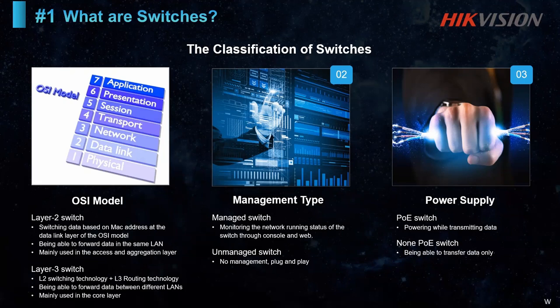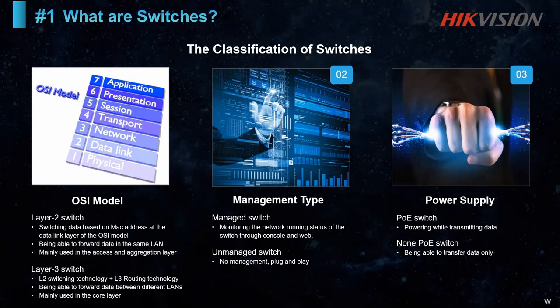Here you can see, in the OSI model, the switches running in the data link layer are called layer 2 switches, and the switches that are running in the network layer are called layer 3 switches. And that's how we are categorizing switches based on the OSI model.